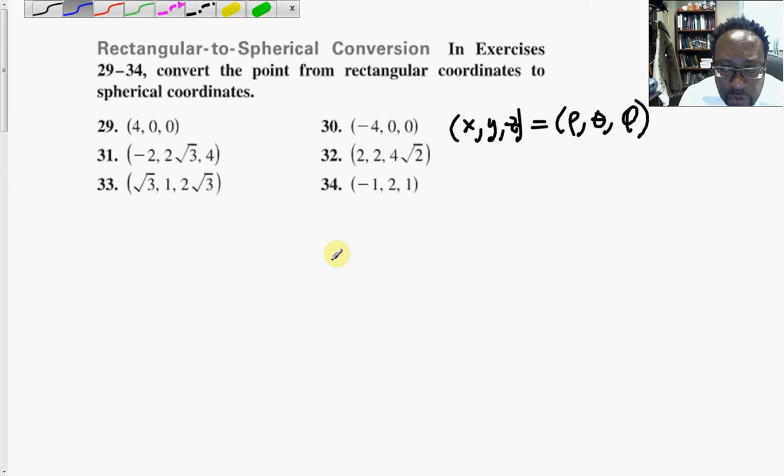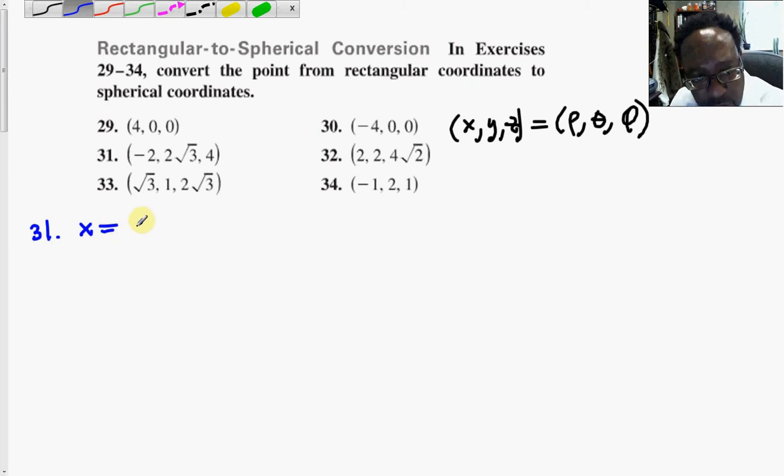Rectangular to spherical conversions for coordinates. Let's take number 31. So we're given here a point that's in the rectangular coordinate system. So x is equal to -2, y is equal to 2 times the square root of 3, and z is equal to 4.